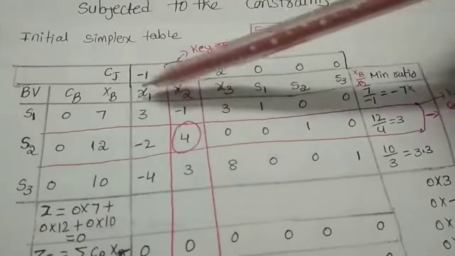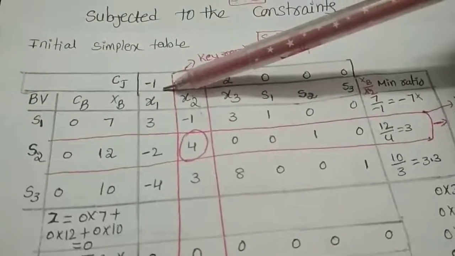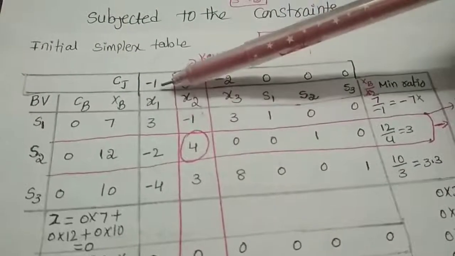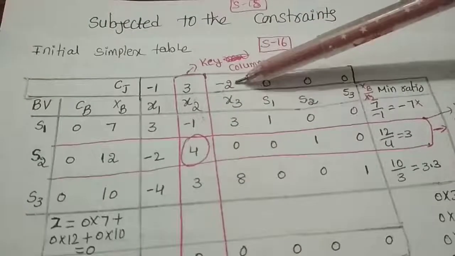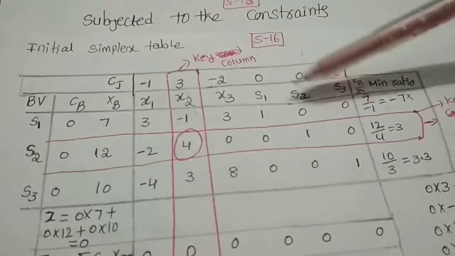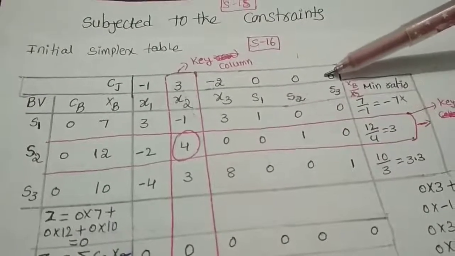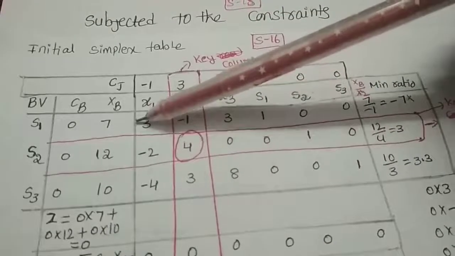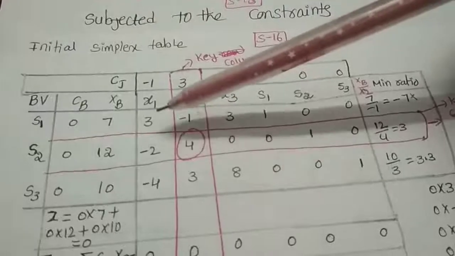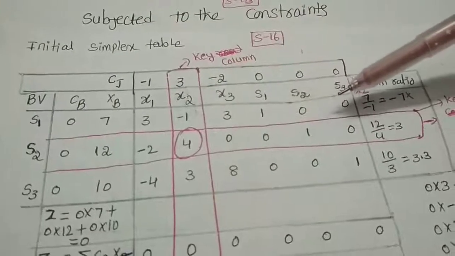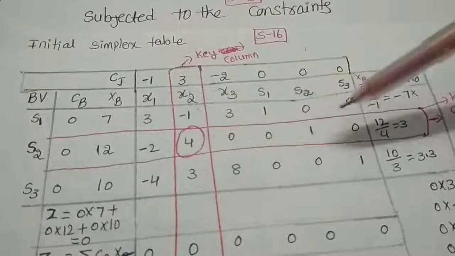Next, first we consider the Cj values. Cj value is the objective function coefficient value. In the objective function, the x1 coefficient value is -1, x2 coefficient value is 3, x3 coefficient value is -2, s1 coefficient value is 0, s2 coefficient value is 0 and s3 coefficient value is 0. Now from x1 to S3, this is the entire A matrix.